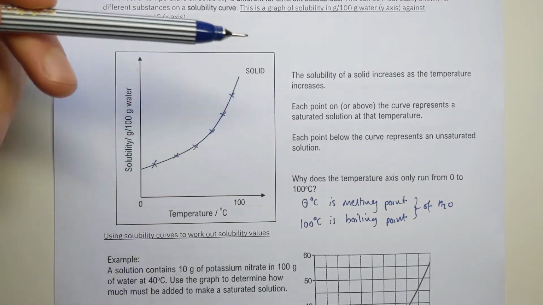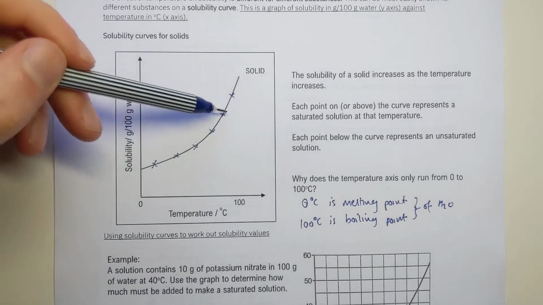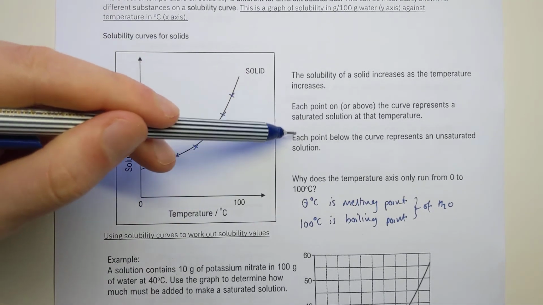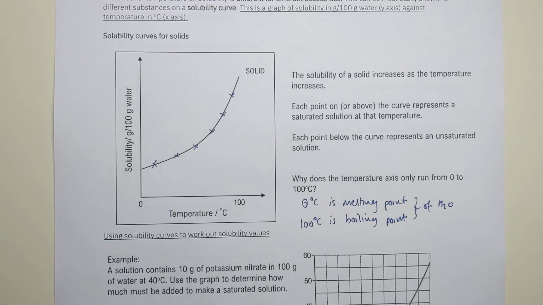One thing in general though, we've got this idea of the area above the curve and the area below the curve and what that means. These two sentences here explain that. Each point on or above the curve represents a saturated solution at that temperature. Each point below the curve represents an unsaturated solution at that temperature.